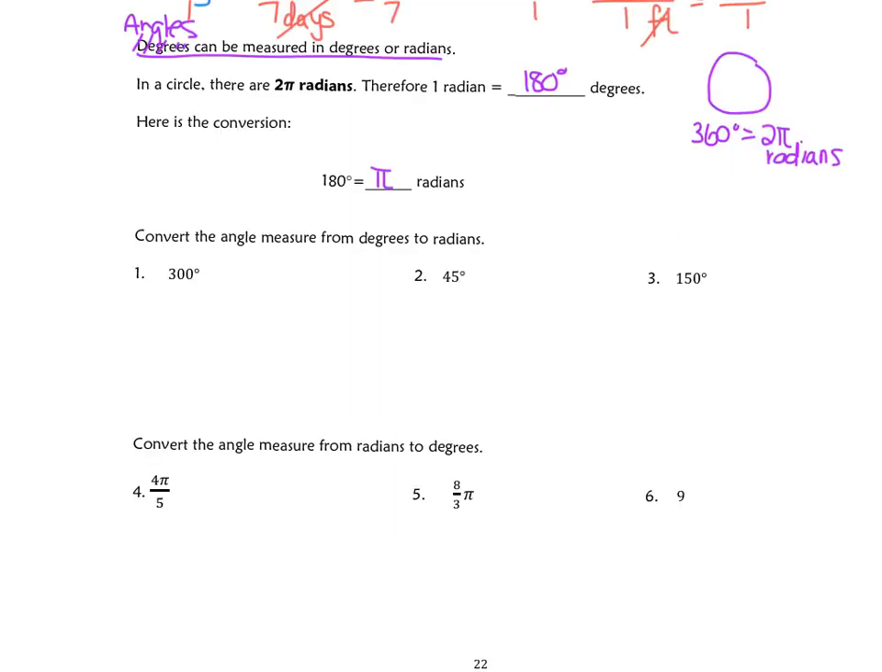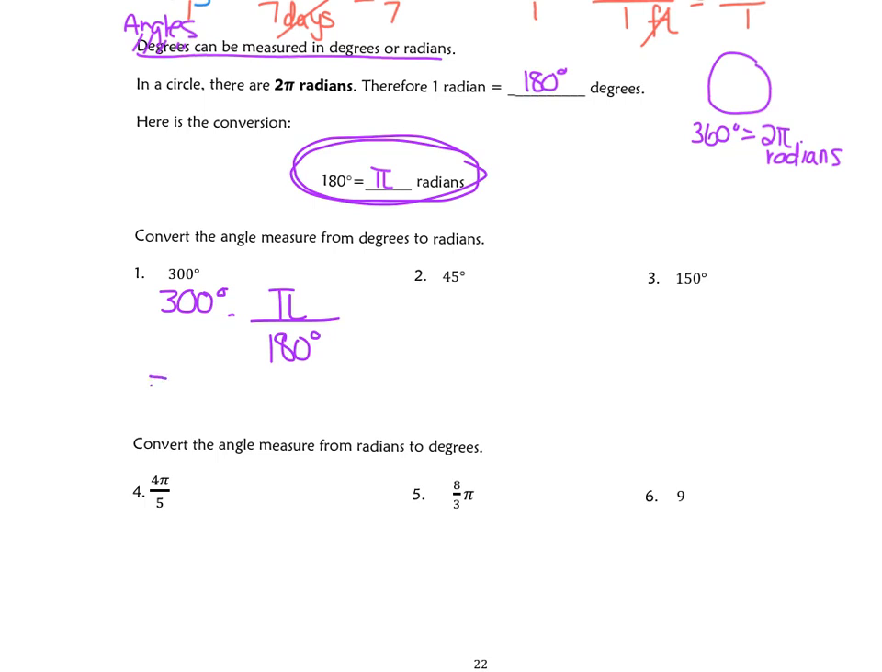Let's jump right into examples of this. We're going to convert first from degrees to radians. I can tell 1, 2, and 3 are in degrees because of the little degree sign. If I am starting with 300 degrees, I write 300 degrees times my conversion from up here: 180 degrees equals 1 pi radians. Because I want degrees gone, I put degrees on the bottom, pi on top.